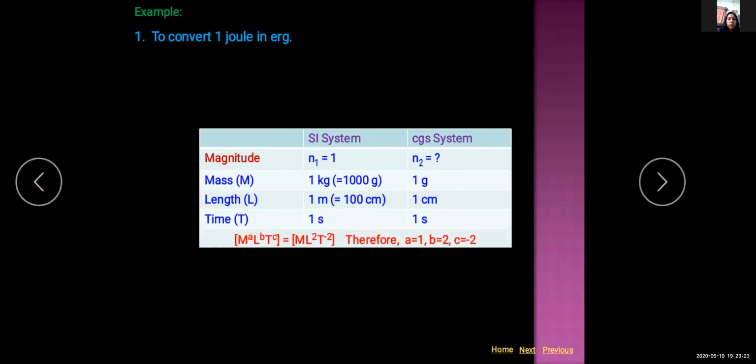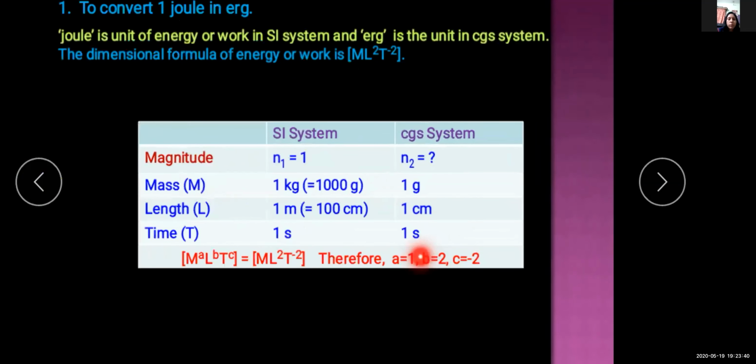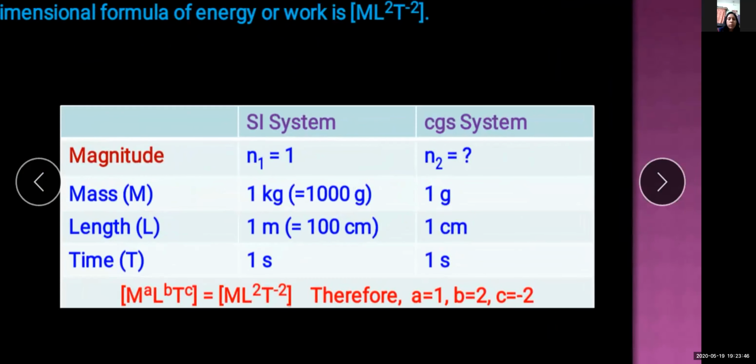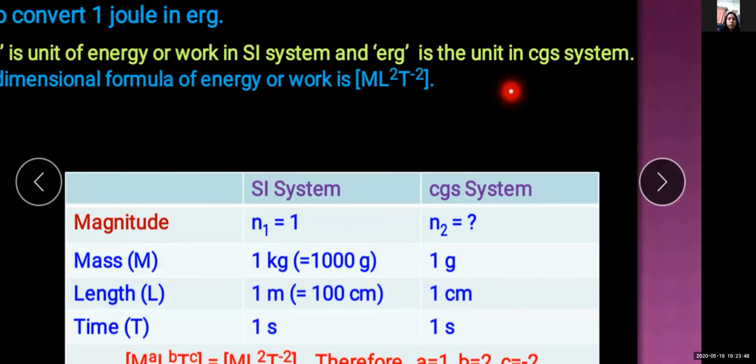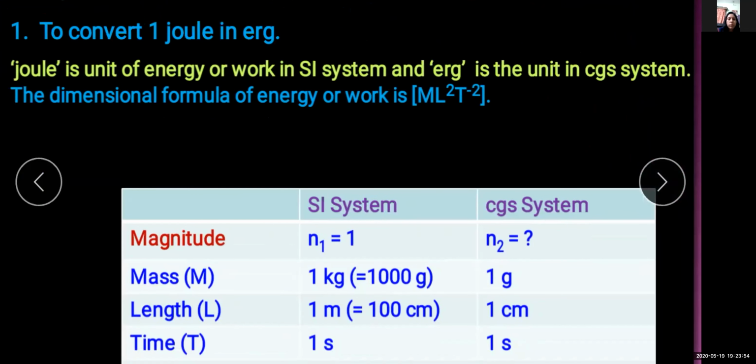Now convert 1 joule into erg. So how to convert 1 joule into erg? First write the unit and dimension of joule. Joule is the unit of energy or work. We know the dimension of work is M L^2 T^-2. Here n1 is 1 joule, so we can write n1 is 1. And n2 we have to find, that is, n1 in SI system converted to CGS system.